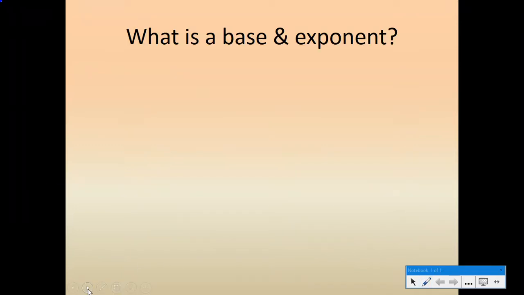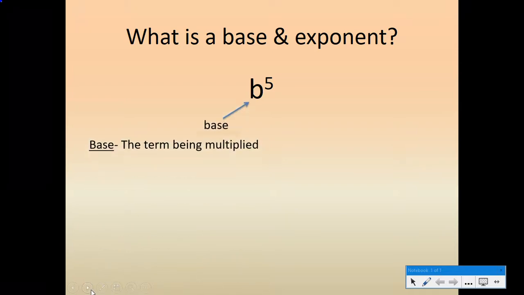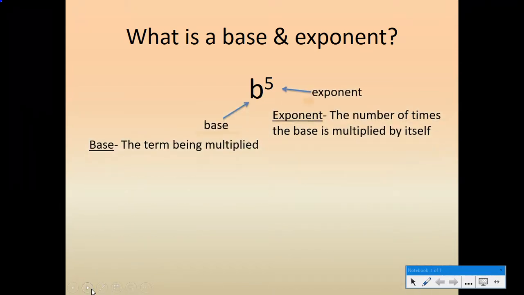We'll start with the very basics. So what is a base? What is an exponent? Okay, here's an example. The base is the term that's being multiplied, and the exponent is the number of times the base is multiplied by itself. It's how many factors of the base that you're going to have. So I would have 5 factors of b in this example.